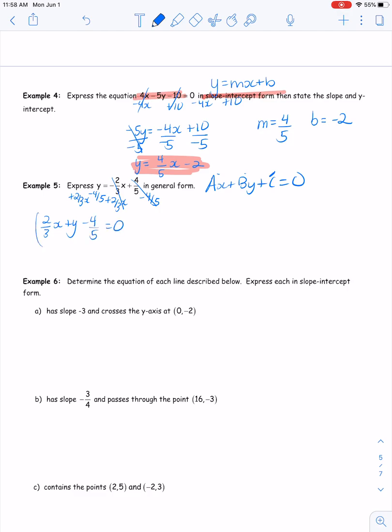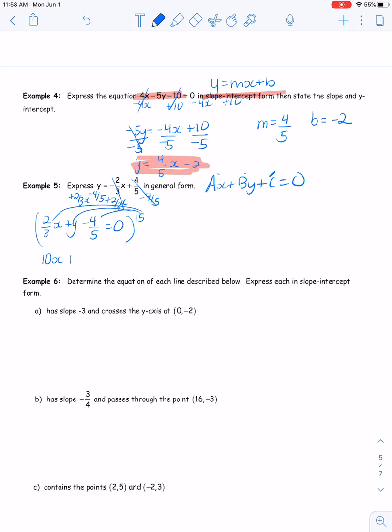Now I need to get rid of this denominator. Now I have 3 and 5, which means I'm looking for my lowest common denominator, which between them would be 15. So I'm multiplying every term by 15. Okay, now when I take 2/3, multiply by 15, use your calculator if you need to, but that is 10x. 15 divided by 3 is 5.